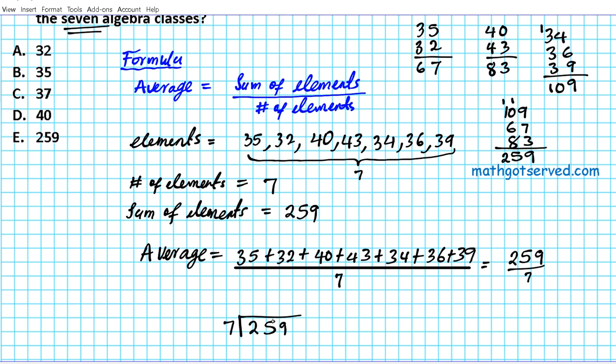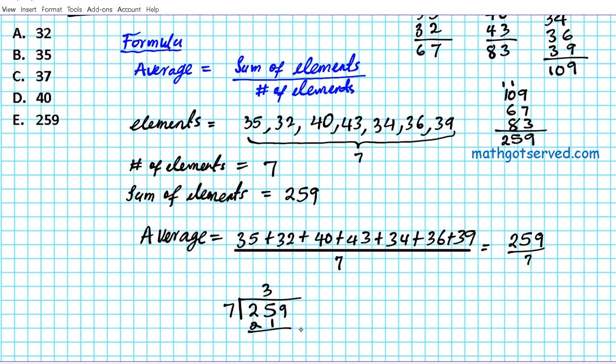7 goes into 25 3 times. 3 times 7 is 21. And then if you subtract that, you have 4. Bring down the 9. And then 7 goes into 49 7 times. 7 times 7 is 49. And then when you subtract, you get 0. All right, so 259 divided by 7 is 37.